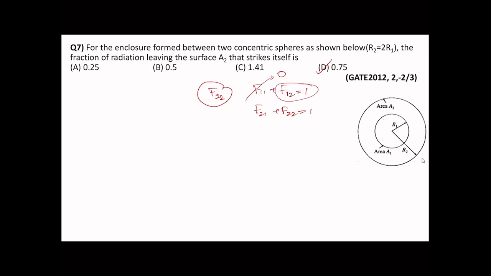Then from using this F12 equal to 1, you can calculate F21. As we have practiced this many times till now, you can simply calculate F21 as the ratio of A1 by A2, which will be equal to R1 square by R2 square, which will be 0.25. Plug in the value of F21 over here, and you can get the value of F22, which is 1 minus 0.25, which is equal to 0.75. Answer.